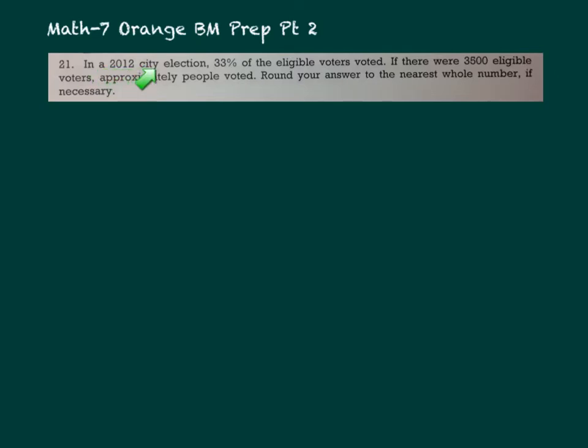In a 2012 city election, 33% of the eligible voters voted. If there were 3,500 eligible voters, approximately... okay, there is a big typo in this problem. I just realized it. But anyways, what it's asking is approximately how many people voted. So make sure you change your paper when you get to this. It's asking you how many people voted.